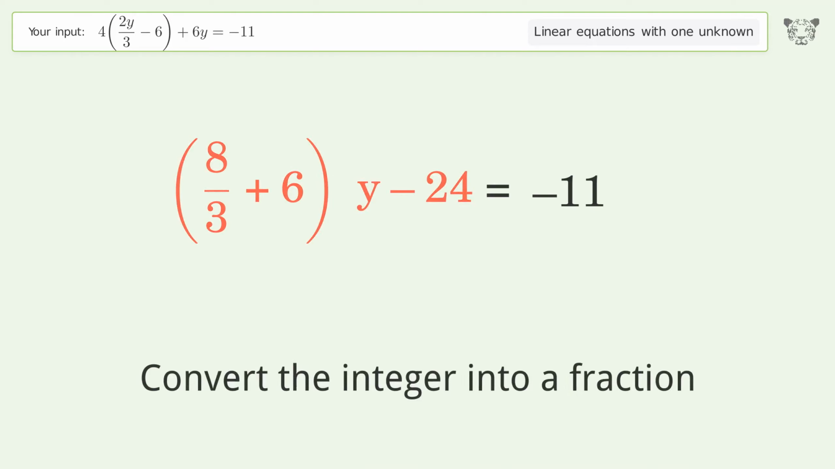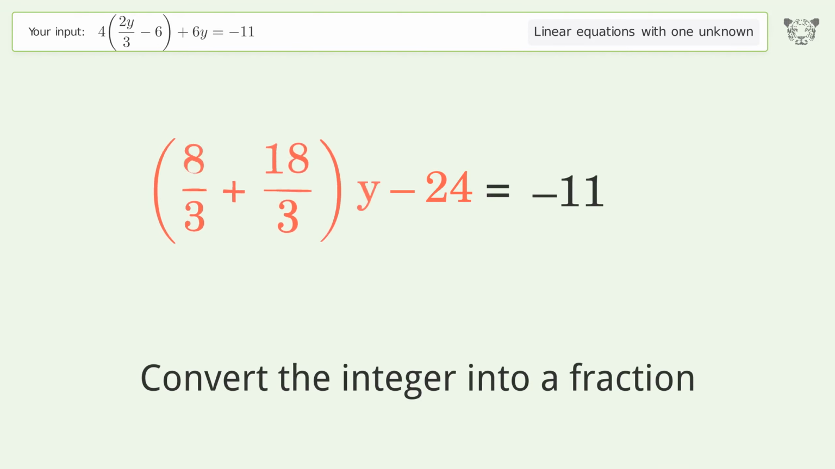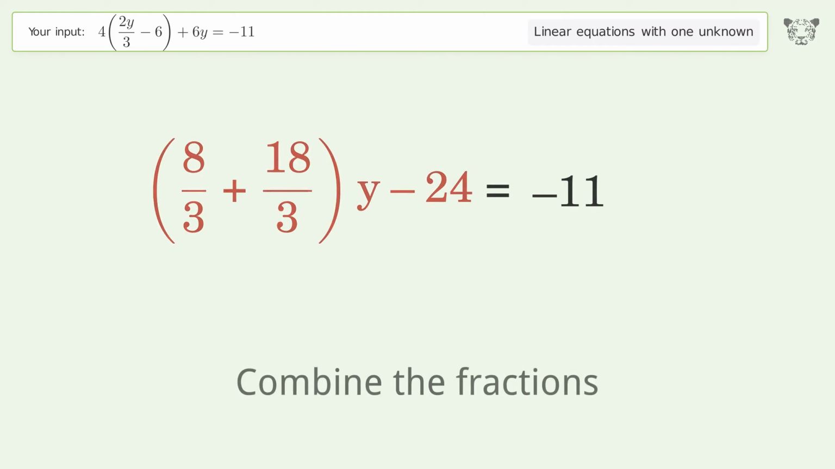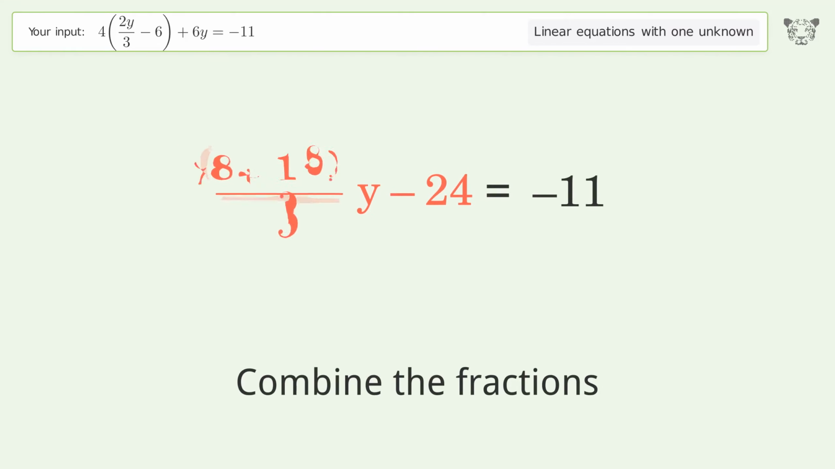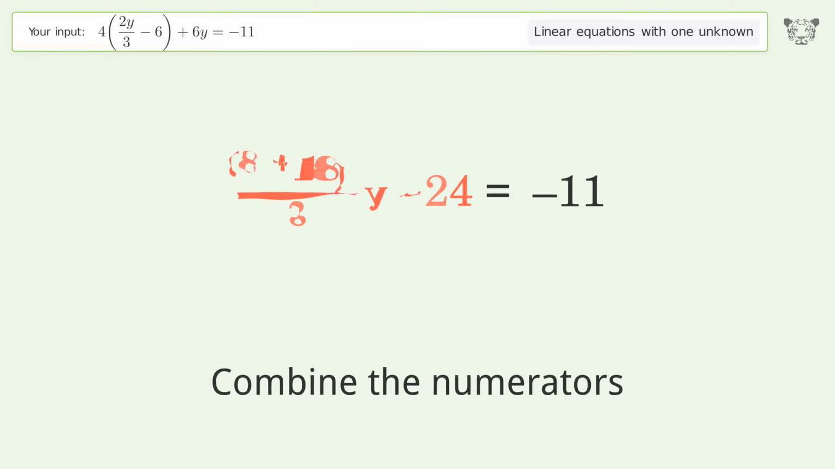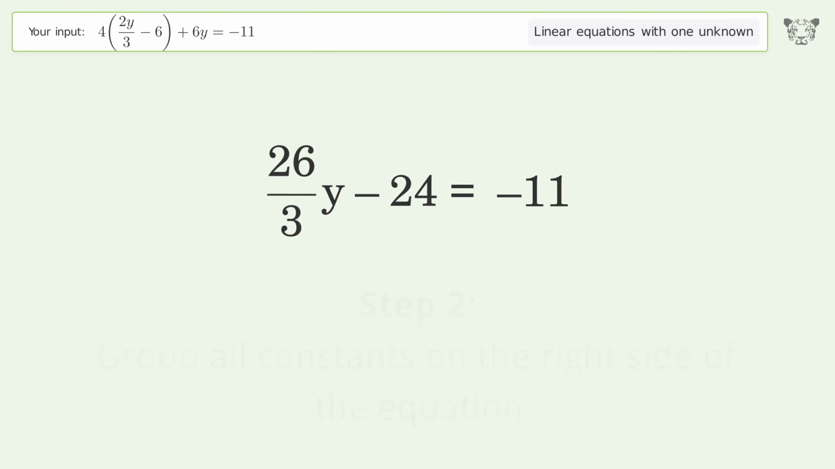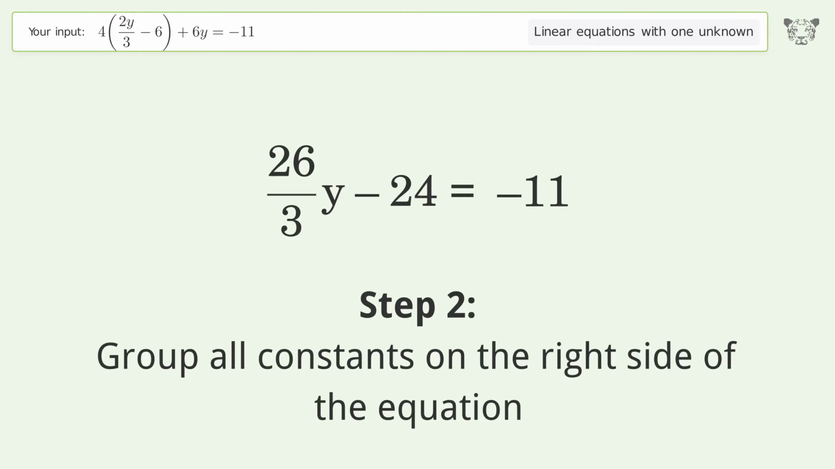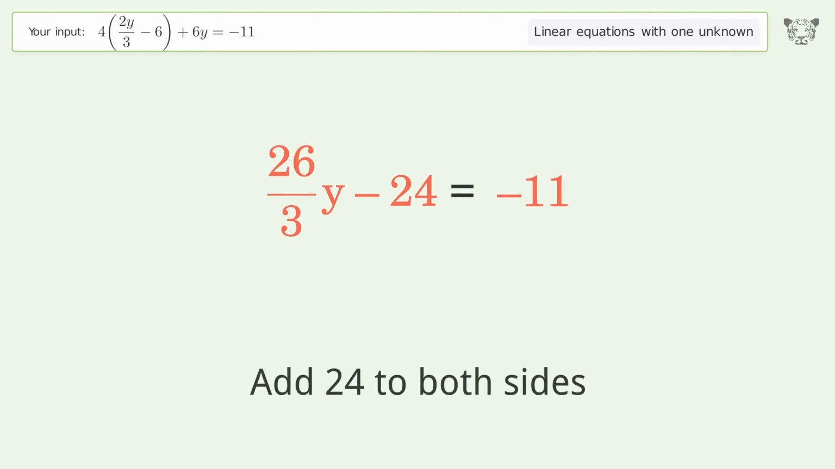Convert the integer into a fraction. Combine the fractions. Combine the numerators. Group all constants on the right side of the equation. Add 24 to both sides.